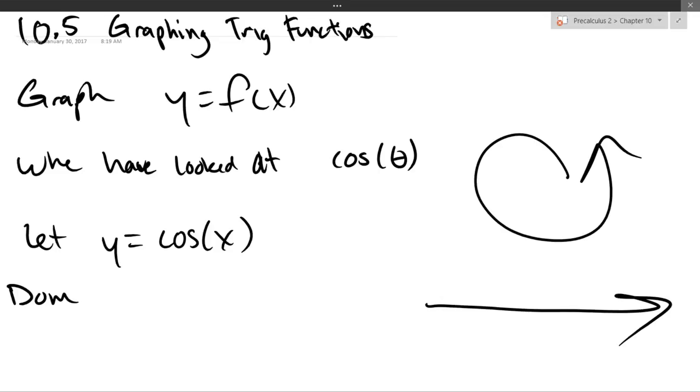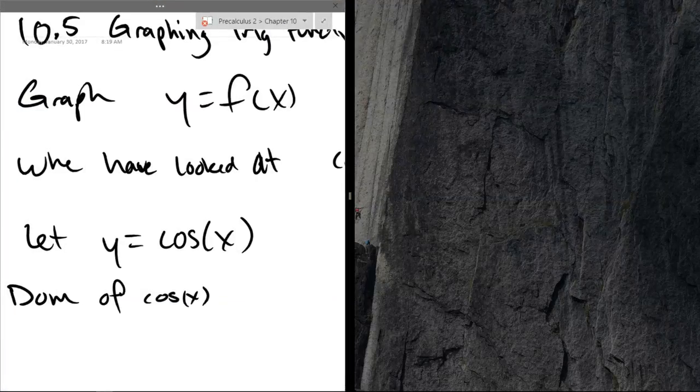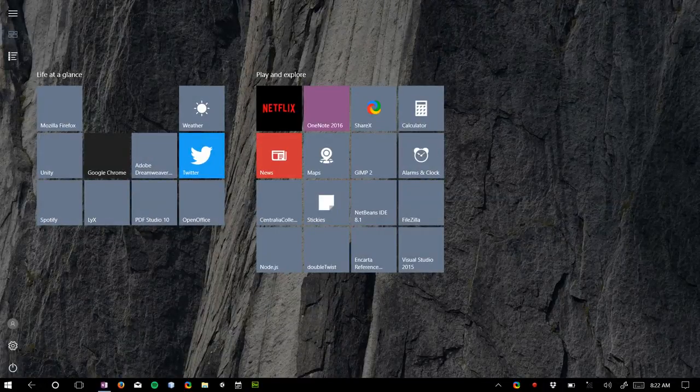Domain of cosine x. So think about the inputs. Are there any angles cosine can't accept? Meaning, if you think about domain normally, it's divide by zero. Don't do that. And there's no square roots in cosine, so I don't have to worry about square roots of stuff. Think about cosine on the unit circle.